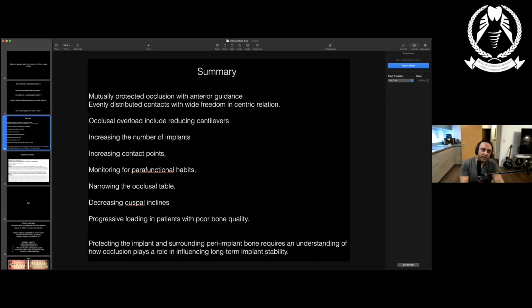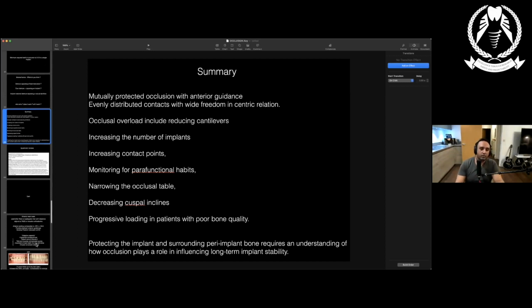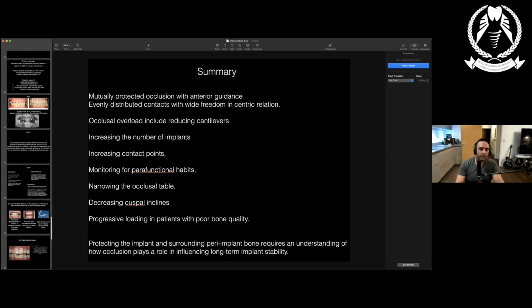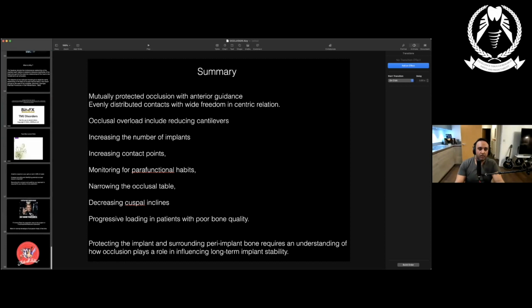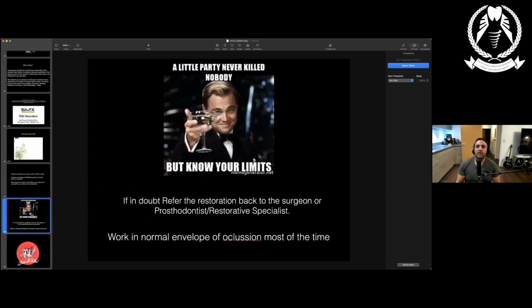So again, assessment of your occlusion of your patients is vital when it comes to those sort of things. So I think for now, I've covered as much as I possibly can. The main thing, a little party never killed anyone, but know your limits. If you're in doubt and you are not experienced in the restoration and it is an extreme wear case, you can send it to a more experienced GDP or a prosthodontist or a restorative specialist.